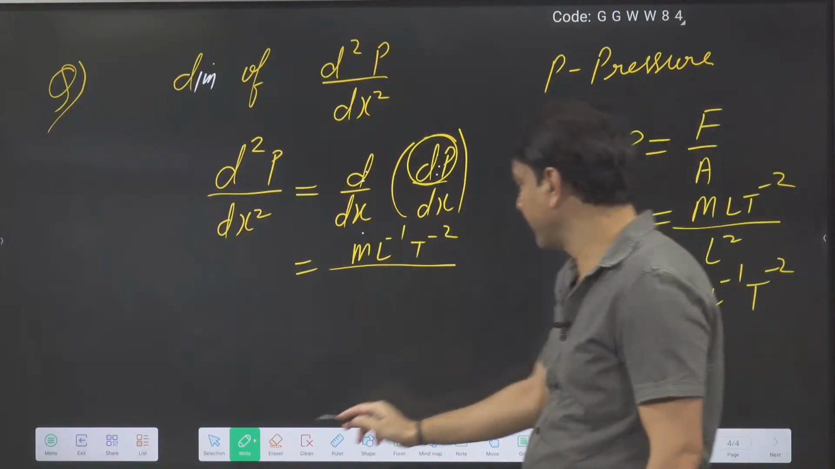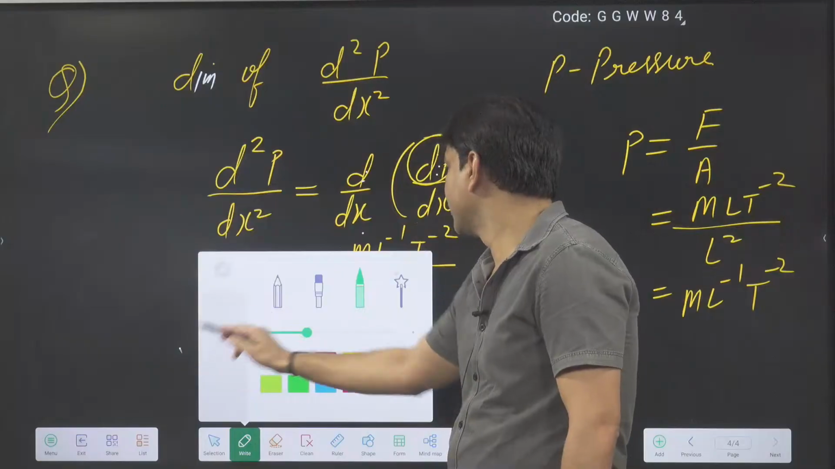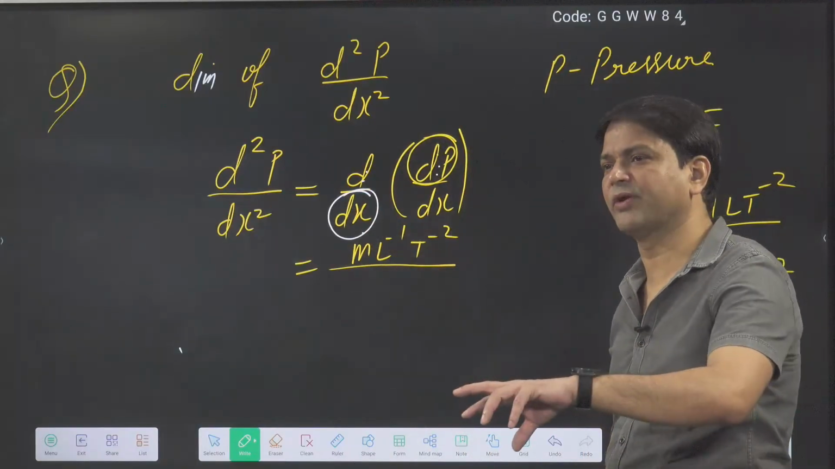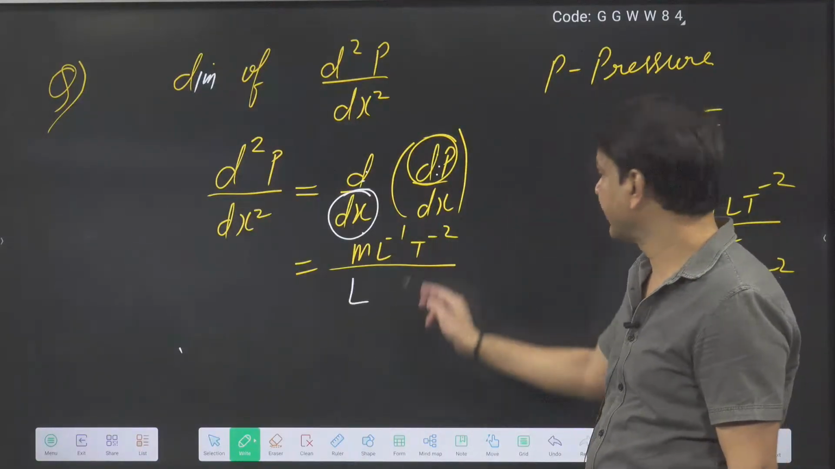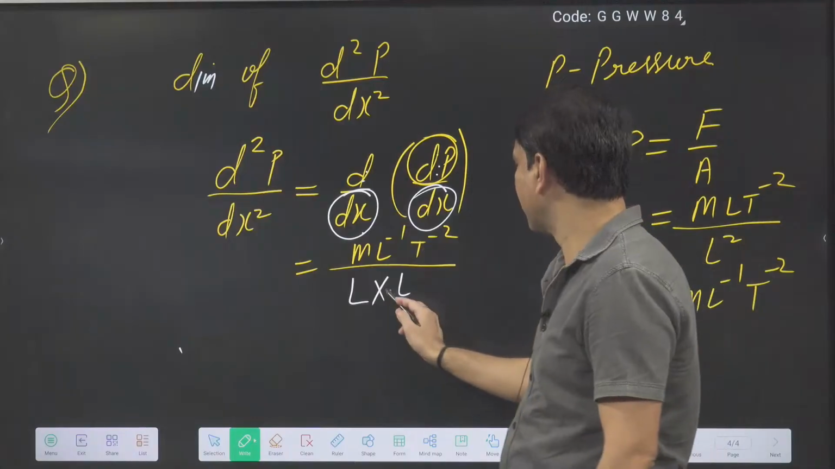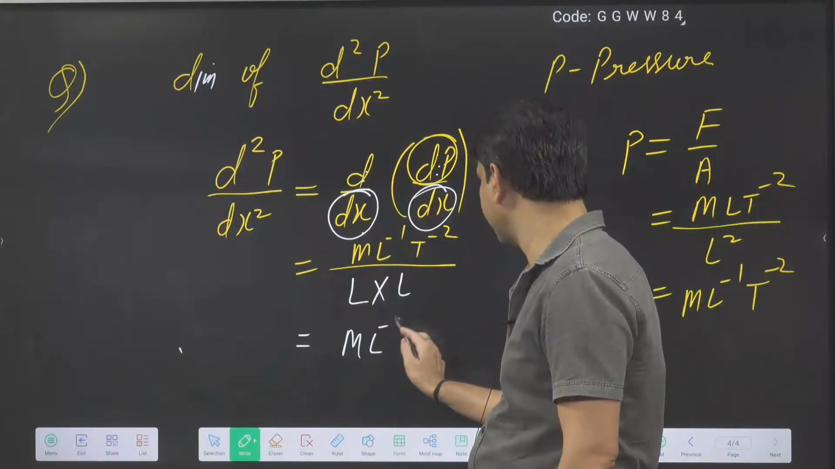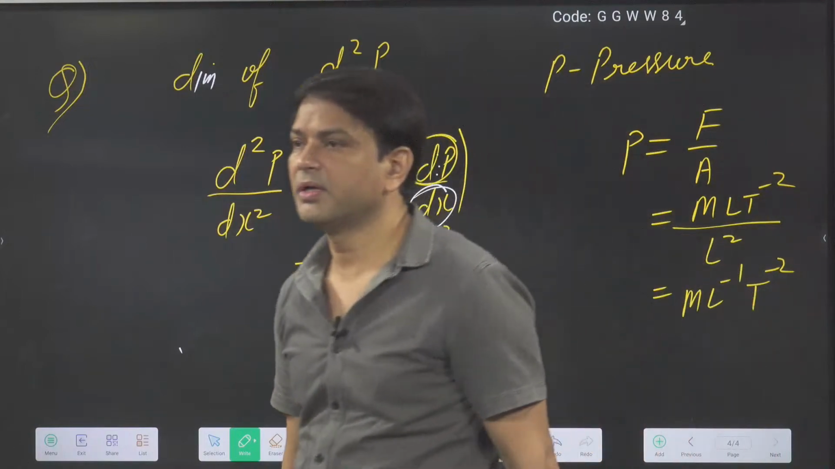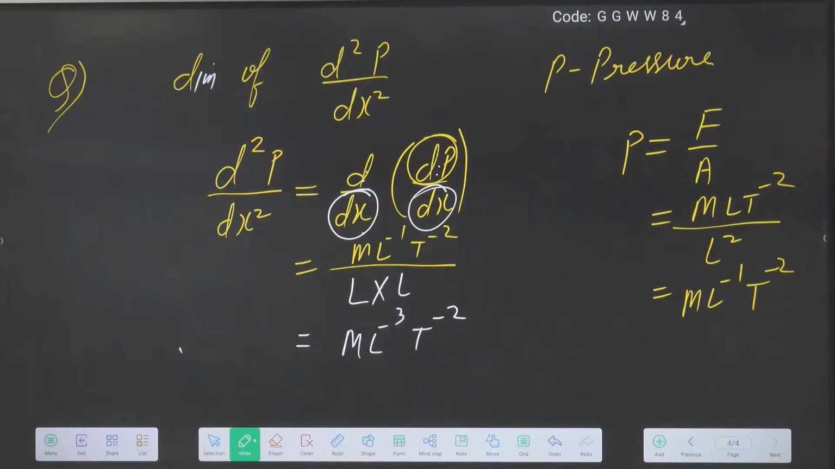Now see the denominator. The denominator is dx, which means delta x. Delta x has the same dimension as x, so you get L. And here also dx has the same dimension as L, so you get L. Now the L square goes up, so then M L minus 3 T minus 2. That is the answer.